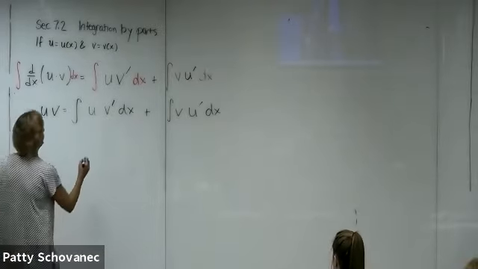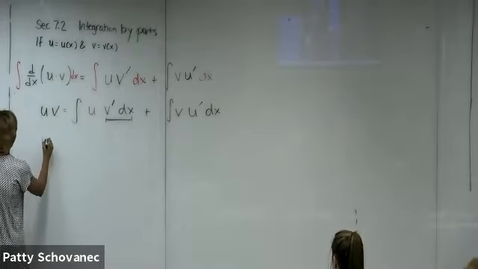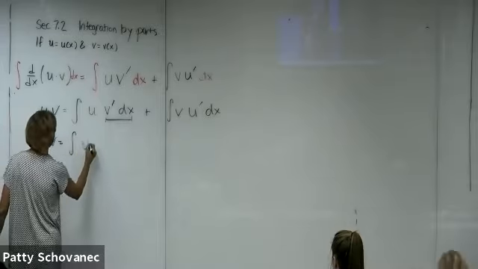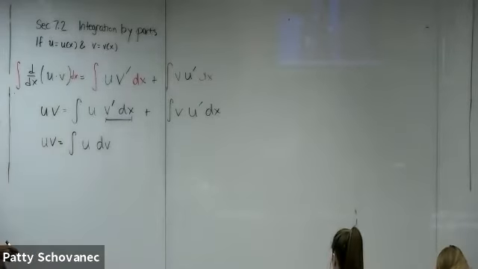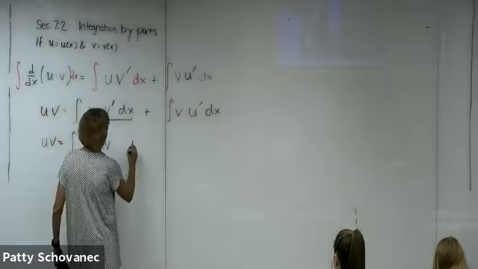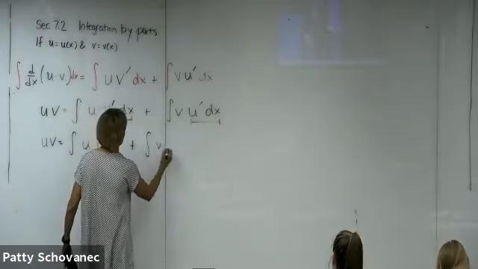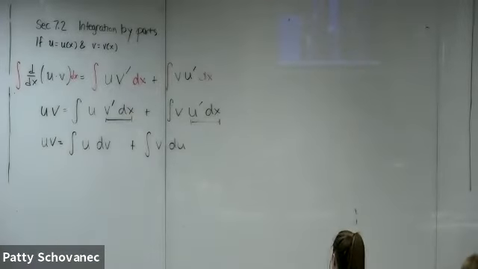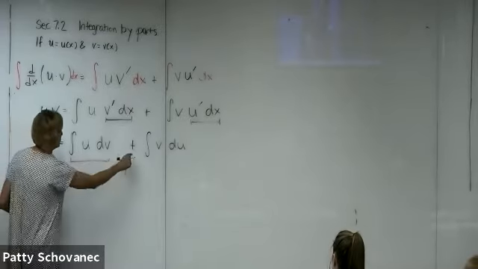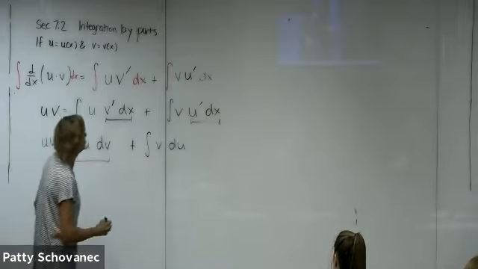I'm going to denote v prime times dx just as dv. So dv is the product of v prime with dx. And I'm going to denote this as du. Then I'm going to take this formula and solve for this term. So I'm going to subtract that from both sides. And what we get is our integration by parts formula.